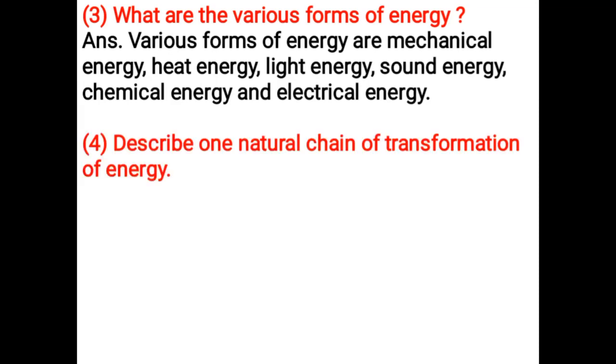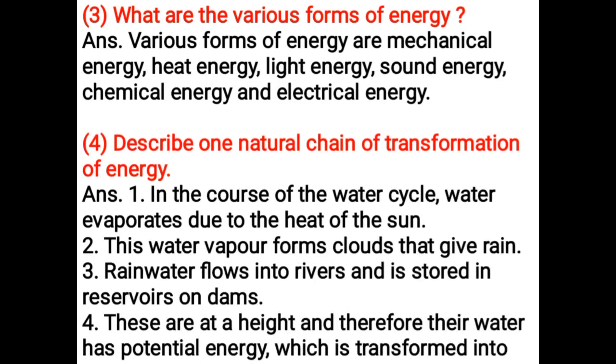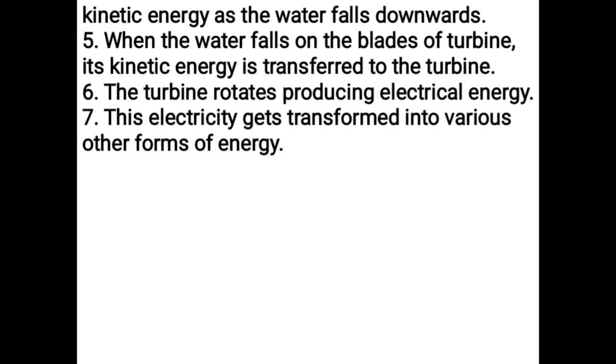Describe one natural chain of transformation of energy. In the course of the water cycle, water evaporates due to the heat of the sun. This water vapor forms clouds that give rain. Rainwater flows into rivers and is stored in reservoirs on dams. These are at a height and therefore their water has potential energy which is transformed into kinetic energy as the water falls downwards. When the water falls on the blades of a turbine, its kinetic energy is transferred to the turbine. The turbine rotates producing electrical energy. This electricity gets transformed into various other forms of energy.